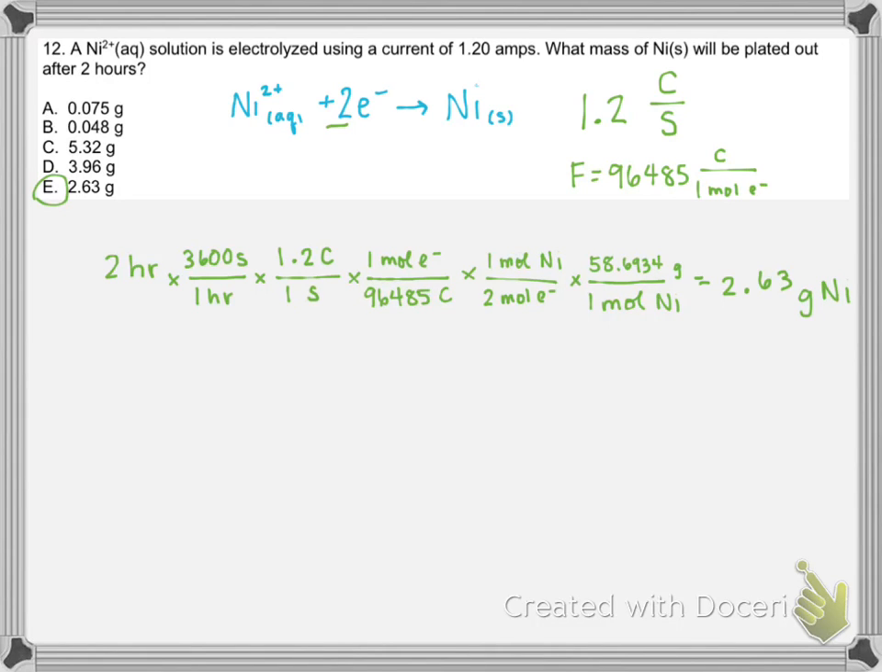So don't be afraid to write your units. Units are great. They really help you see what you need to do next. And don't forget Faraday's constant, and to write your reaction so you can see how many moles of electrons you actually have to put in.